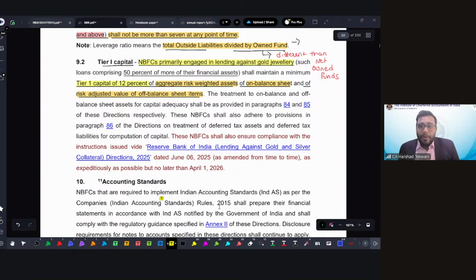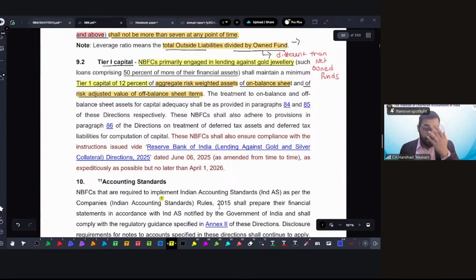Now, that is for one particular category that we were talking about, Tier 1 capital. There are other different kinds of NBFCs based on the functions that we have seen, so their respective regulations are also applicable. And from time to time, RBI specifies different kinds of limits for different kinds of NBFCs.